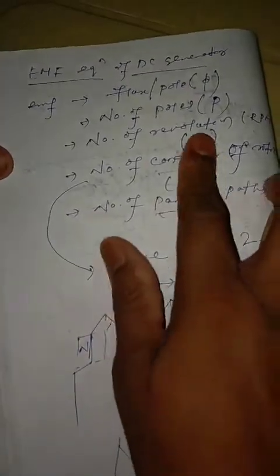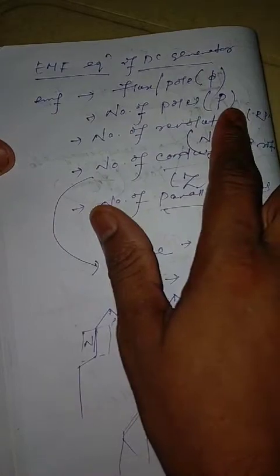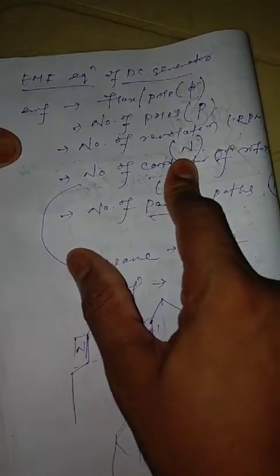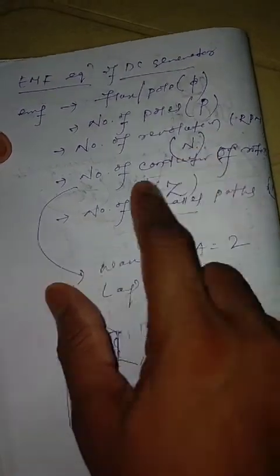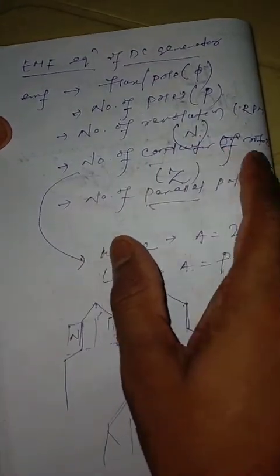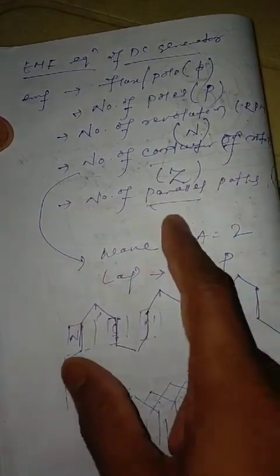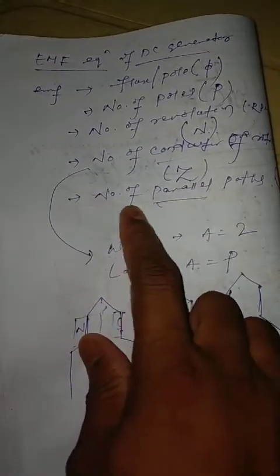First, suppose flux per pole is phi. Next, suppose the number of poles is P. The speed of revolution is generally given in RPM, let that be N. We do not generally have one conductor, we have a number of conductors, let that be represented as Z. And another quantity is C.